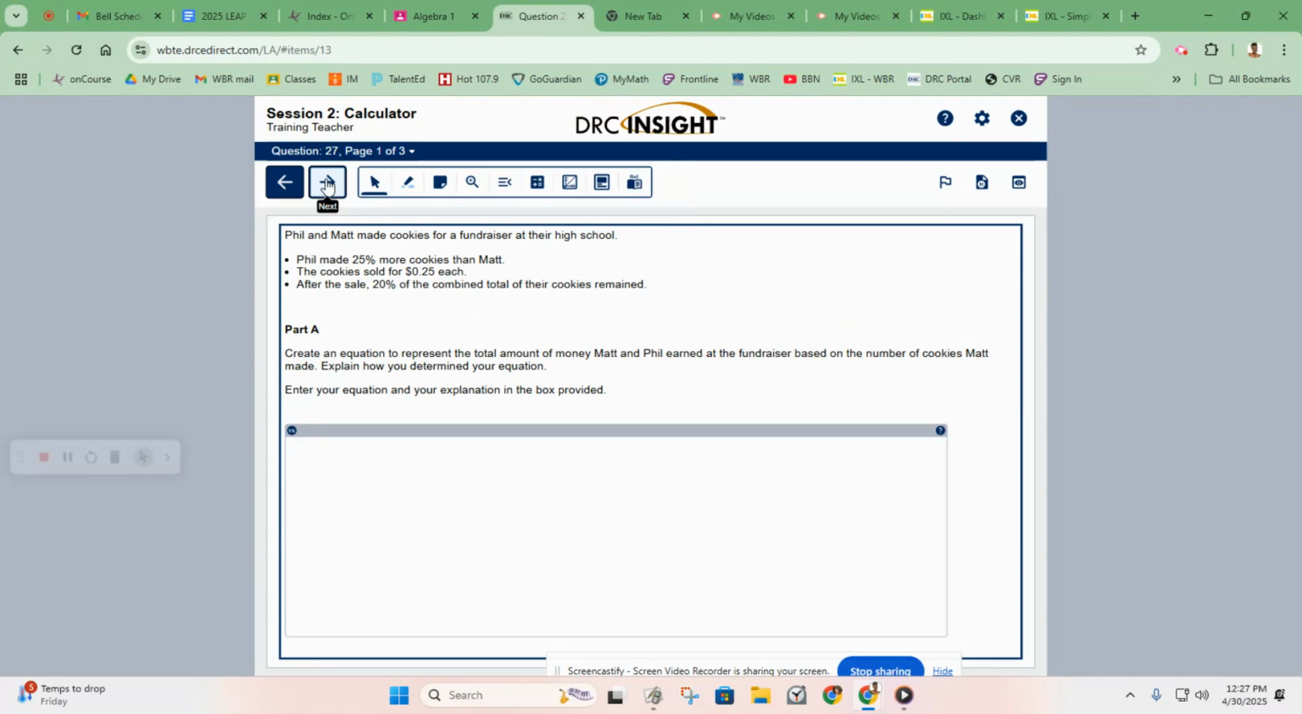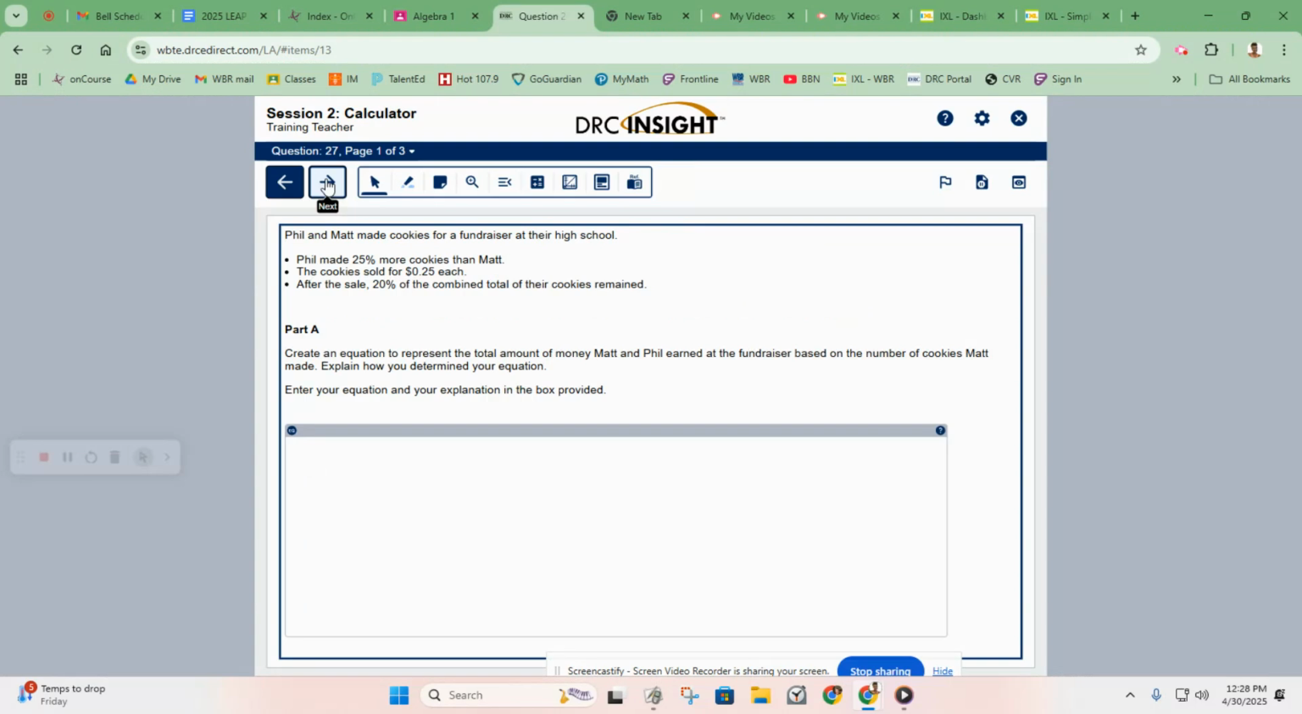Number 27, Phil and Matt made cookies for a fundraiser at their high school. Phil made 25% more cookies than Matt. The cookies sold for 25 cents each. After the sale, 20% of the combined total of their cookies remained. Part A says to create an equation to represent the total amount of money Matt and Phil earned at the fundraiser based on the total number of cookies that Matt made. Explain how you determined your equation.